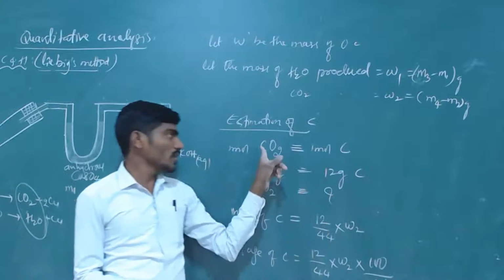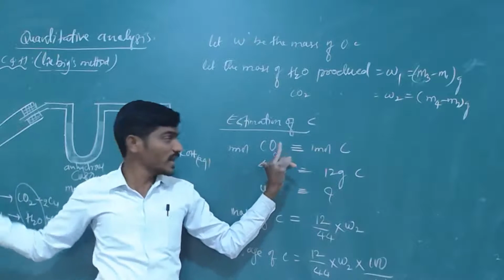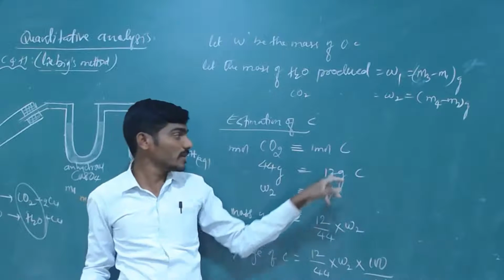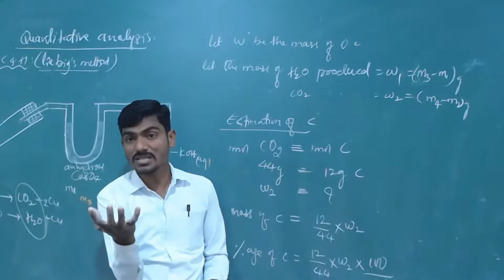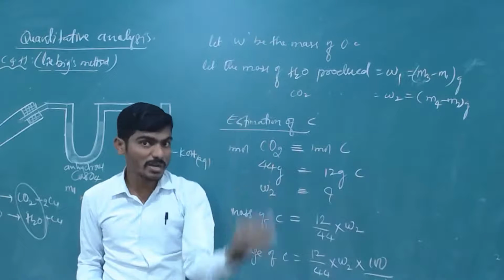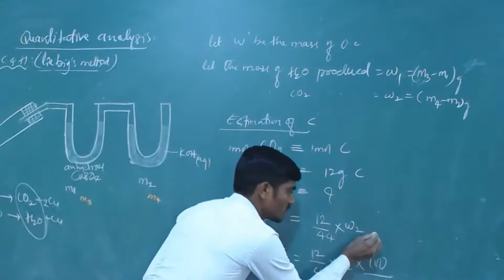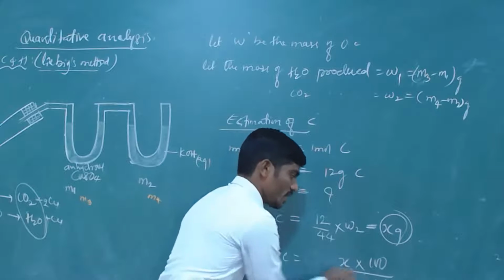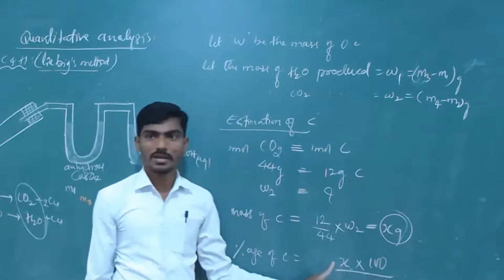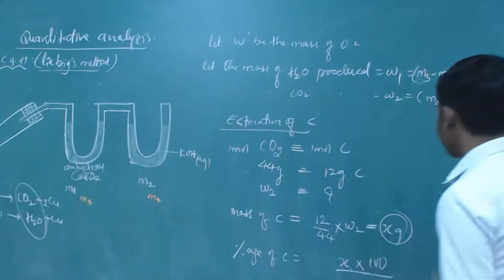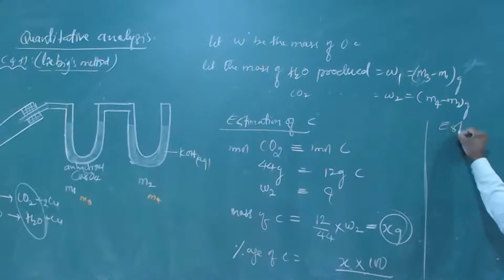If 44 gram of carbon dioxide is produced during this experiment, that indicates how much carbon is present? 12 gram of carbon is present. Where is it present? In the given organic compound. So how much compound is taken in the heating tube? W gram. So percentage is the mass of that element divided by total mass of the compound into 100. So let's call the mass of this element X gram. So percentage is X by total mass into 100. Clear? So this is the percentage of carbon present in the given organic compound. Similarly, estimation of hydrogen. Can you estimate? Estimation of hydrogen.